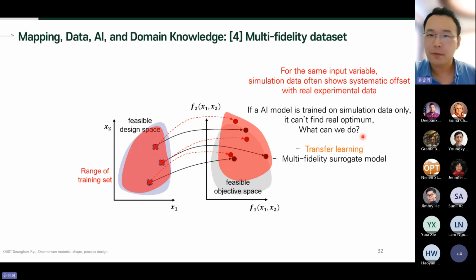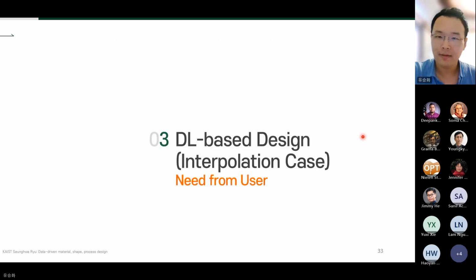So these are the four categories of data-driven design problems. I will touch on some parts of this, and for the details, please refer to the review paper. Now, let's move on to the third part of today's talk, which is deep learning-based design, the interpolation case. And I will talk about some needs from users.